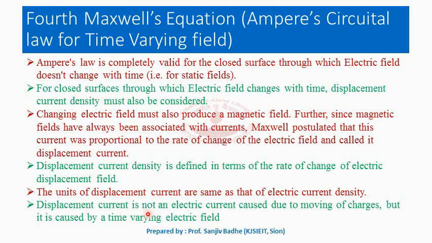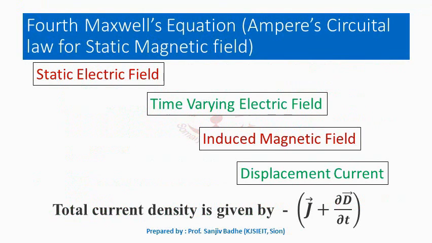This displacement current is not an electric current caused due to moving charges, but it is caused due to time varying electric fields. So if we introduce the effect of displacement current, then the fourth Maxwell equation will change a little bit. So let us see how it is changed. Time varying electric field will give rise to the induced magnetic field, and that will give rise to the displacement current, and therefore the total current density will now be J bar plus del D bar by del t. So this displacement current density has also to be considered.